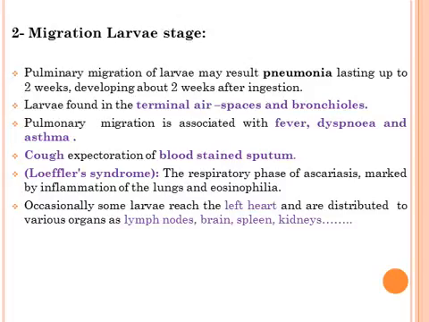It develops to cough, expectoration of blood-stained sputum, and Loeffler syndrome, the respiratory phase of ascariasis, marked by inflammation of the lung and eosinophilia. Finally, occasionally some larvae reach the left heart and are distributed to various organs such as lymph nodes, brain, spleen, kidney, and other organs. Again, that depends on the number of larva.